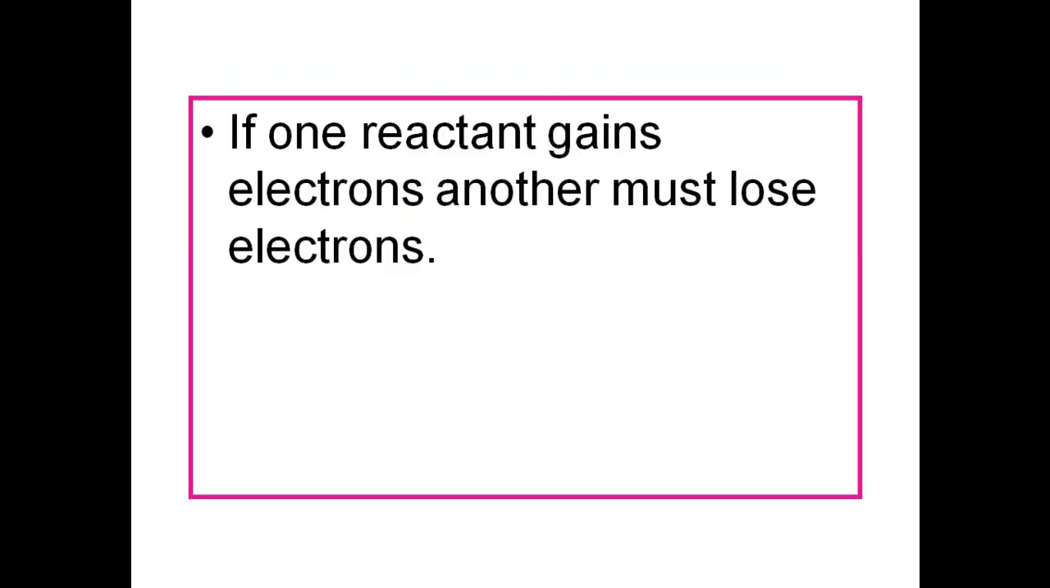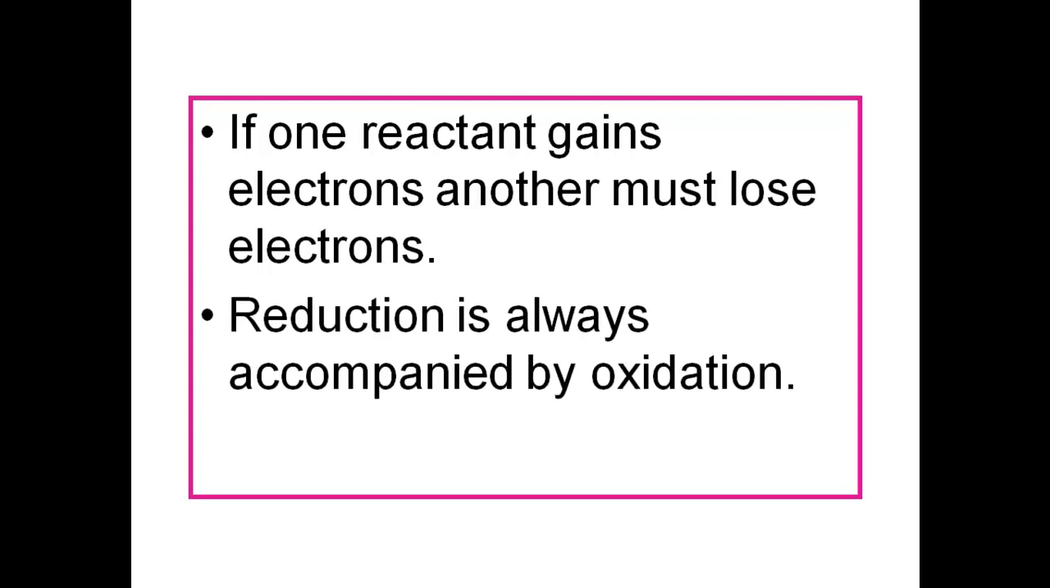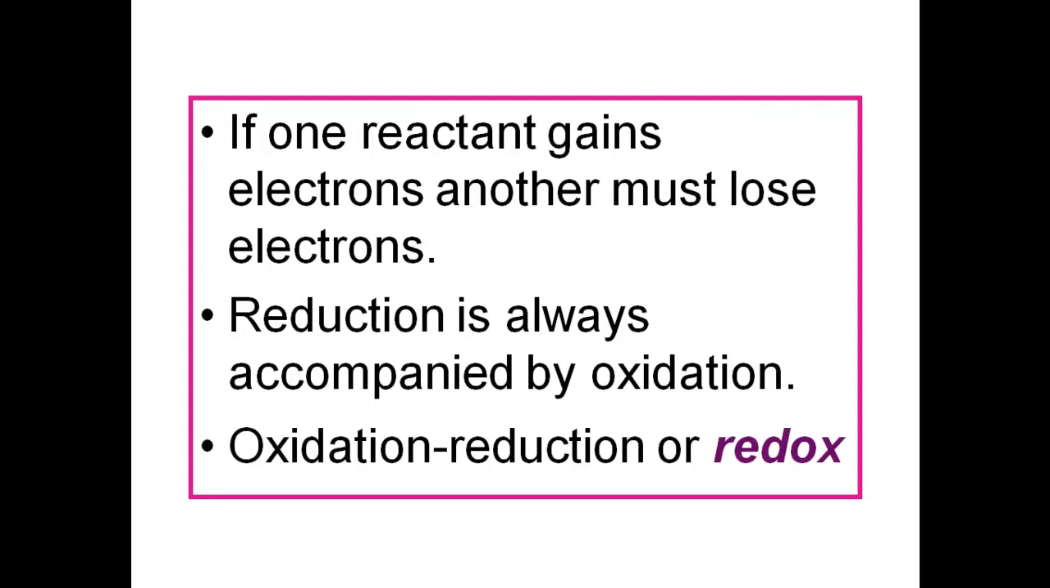If one reactant gains electrons, another must lose electrons. So in other words, you cannot have oxidation without reduction and vice versa. They will always be together. A lot of times I will use the shortened version of oxidation reduction and just call them redox reactions.